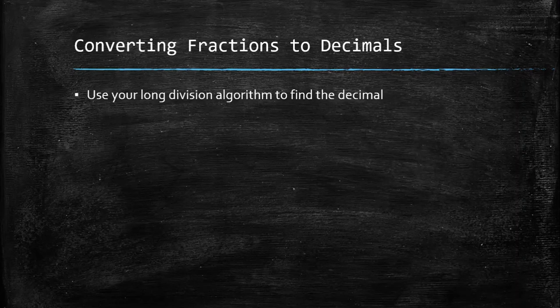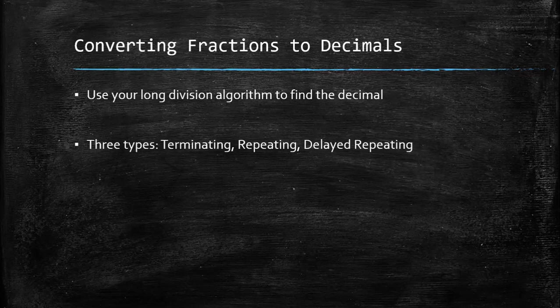So to do this, we are going to use our regular long division algorithm, the same one you've been using for years. And there are going to be three types that we're going to look at, and we're going to look at how to spot each of them. We'll have what's known as a terminating decimal, a repeating decimal, and what I like to call a delayed repeating decimal. I don't know if there's a better name for that, but we'll see what I mean about delayed repeating as we get to that one. Okay, so let's take a look at an example of each.